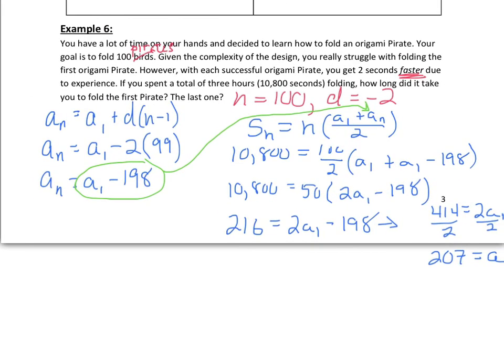Well, I got a really nifty little equation over here. That really nifty little equation is this guy. And that's going to tell me that if I plug in 207 for a sub 1, a sub n, or the 100th pirate, is going to equal 207 minus 198. And when I do that math, I get the 100th term is equal to 9 seconds.